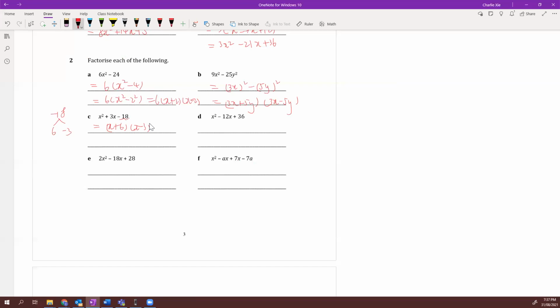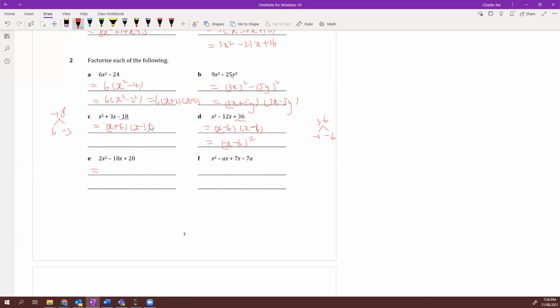Last one, the fourth one, 36. Look at it again. Negative 6 and negative 6. Yeah. So x minus 6 times x minus 6. So minus 6 plus minus 6 is minus 12. And you know, this is x minus 6 times itself. So that's just (x minus 6) squared.